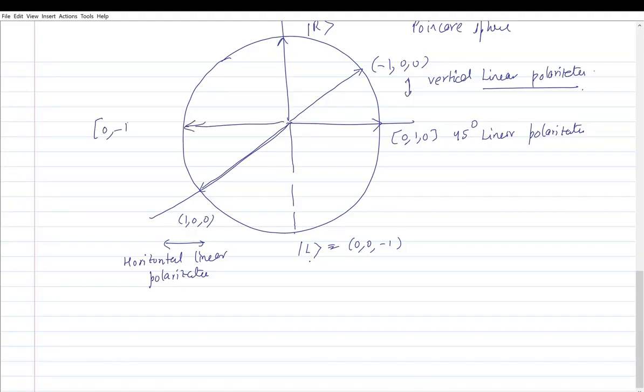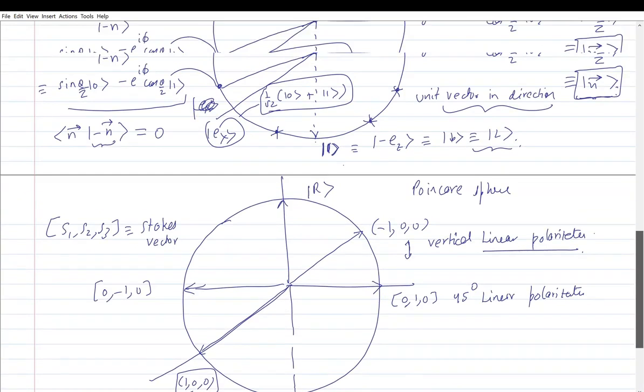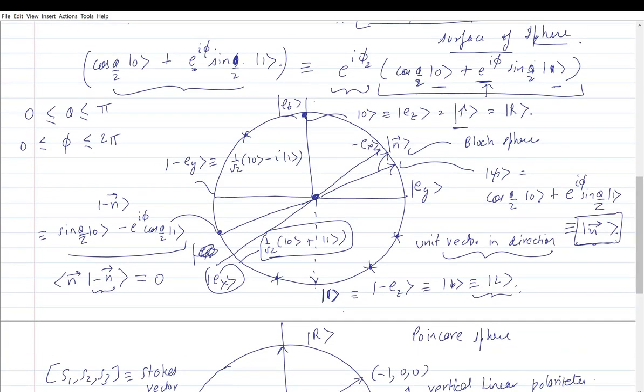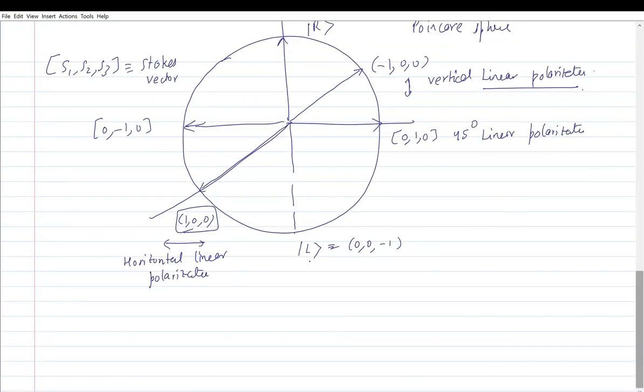This would be 0, minus 1, 0. And these three components, S1, S2, S3, are called a Stokes vector. And the three components here, or any n over here, is called a Bloch vector, generically. So these are just definitions, just a way of representing states.